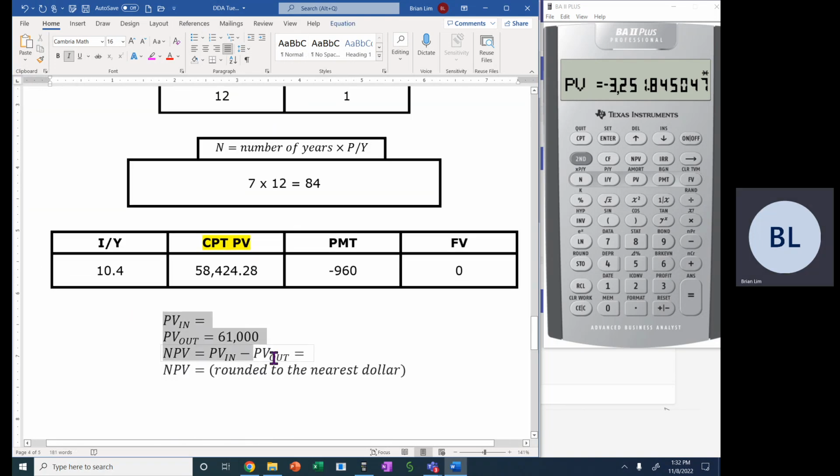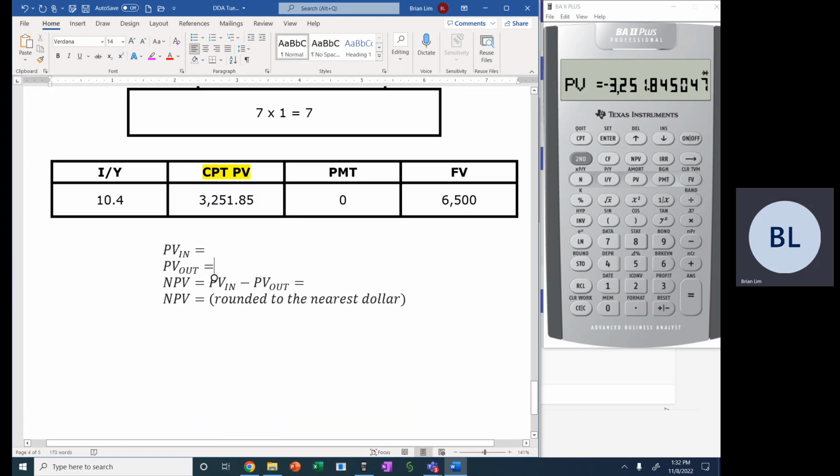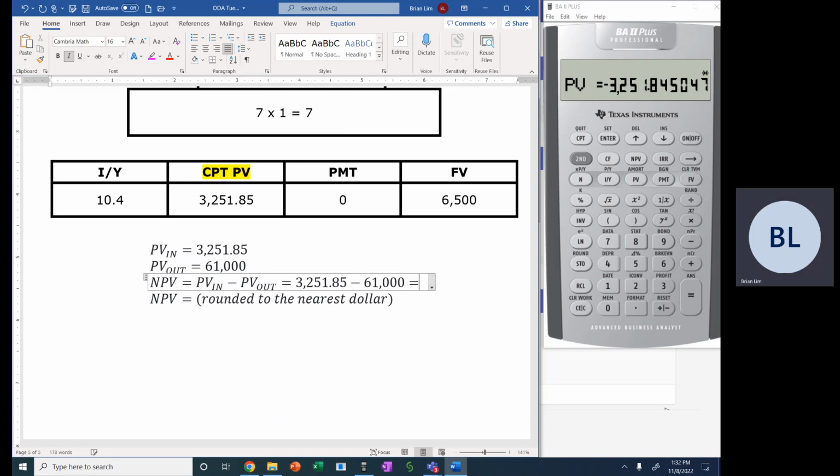All right, so maybe we will do better if we just clear this out of here, and there'll be no confusion like what happened just now. So $61,000, all right? The amount that's coming in after the 7 years, the present value of that is $3,251.85. So P in minus P out is what? Well, we have $3,251.85. And if we subtract the out is $61,000, and we will get a number for that.